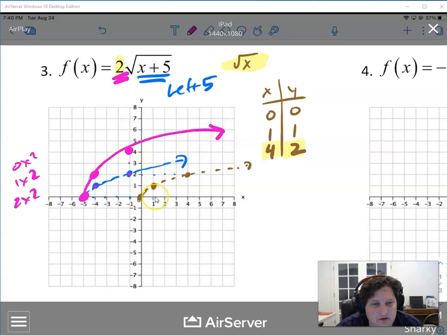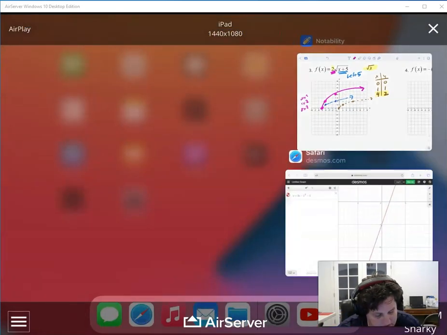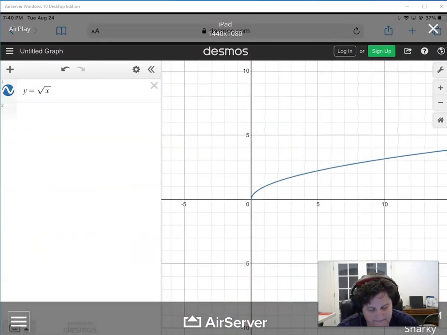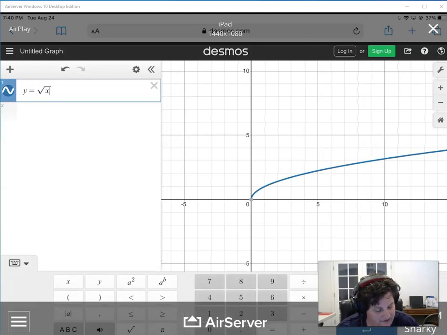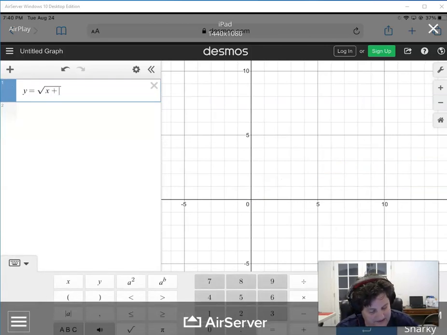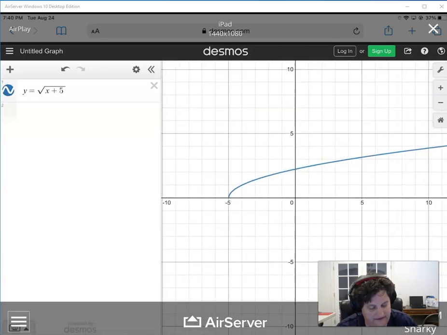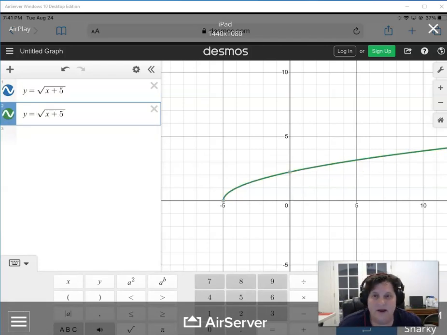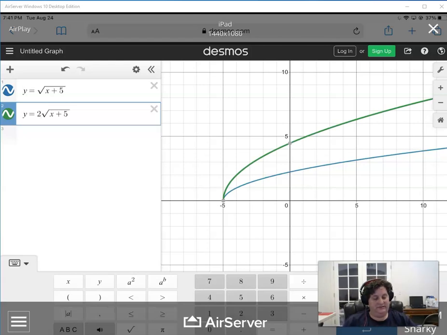Okay? So some of you that are more visual learners, let's go ahead and take a look real quick here. If I have the graph of square root x, there it is. And then the first transformation that I make to it is I go plus 5 on the inside, so that moves it left 5. Now let's compare that graph. I'm still going to do square root x plus 5, but let's compare that when I put a 2 in front.